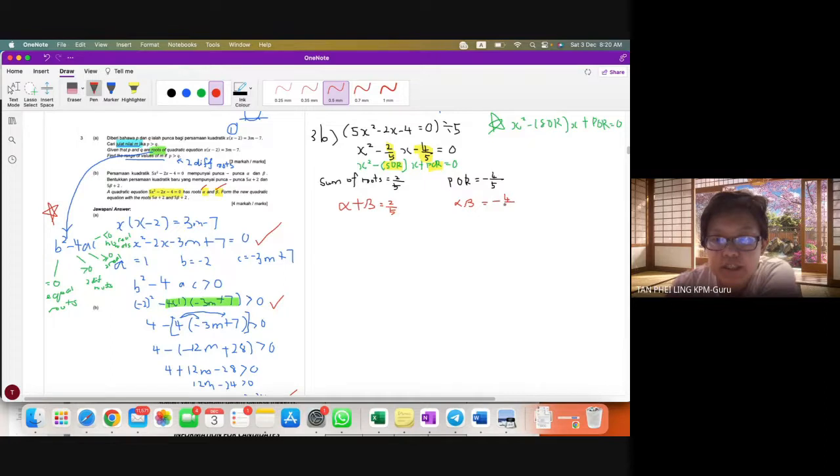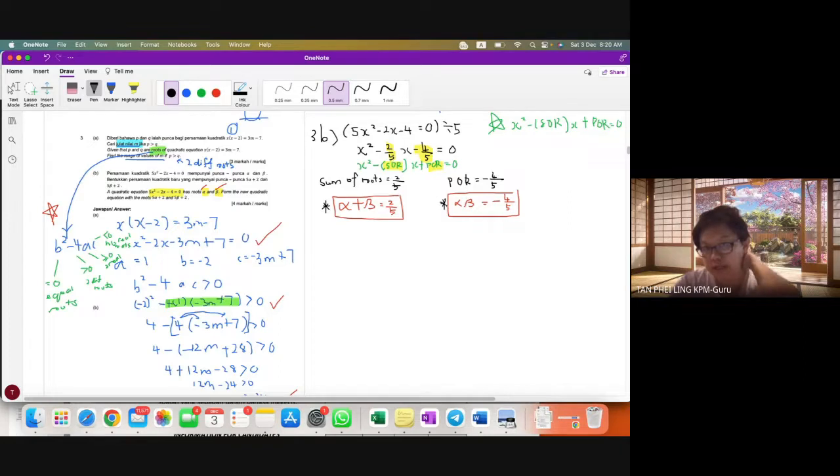I always need to see this line, everybody. I need to see this line, okay, in one line, so that you are clear that this one, sum of roots, alpha plus beta equals to 2 over 5. Product of roots, alpha beta equals to negative 4 over 5. I put this in red because this is an extremely important step. All right, then we move on.